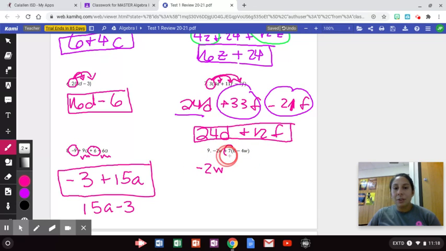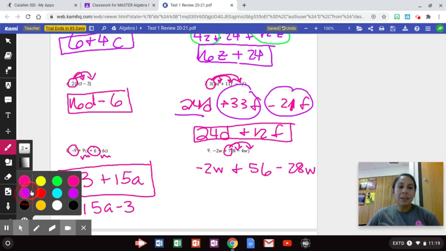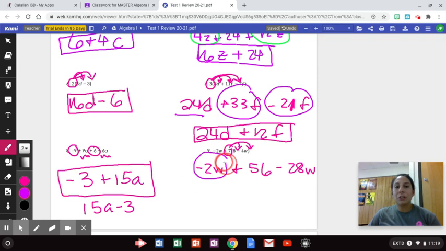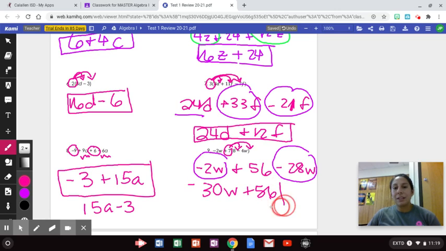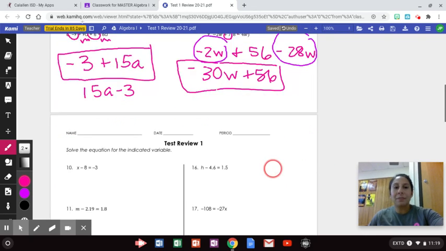Okay, the next one, you have a -2W by itself. Then the parentheses are by your 7. So 7 times 8, that's a positive 56. And then a 7 times a negative 4w gives you minus 28w. Next, we're going to combine our like terms. We want to put our w's together. So -28w and the negative 2w make negative 30w plus 56. So this is our answer for problem 9.